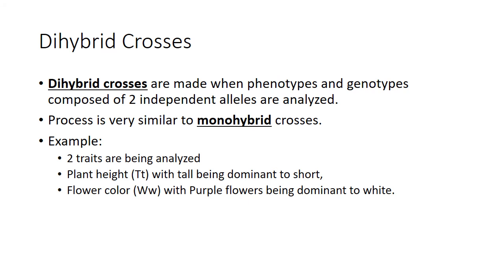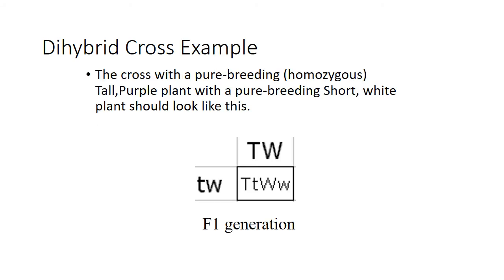So, a dihybrid cross is made when the phenotypes and genotypes of two independent alleles are analyzed, independent being the keyword. And the process is very similar to a monohybrid cross. So here, what they're doing is plant height and flower color. So the plant height being big T, little t, and the flower color being big W, little w.